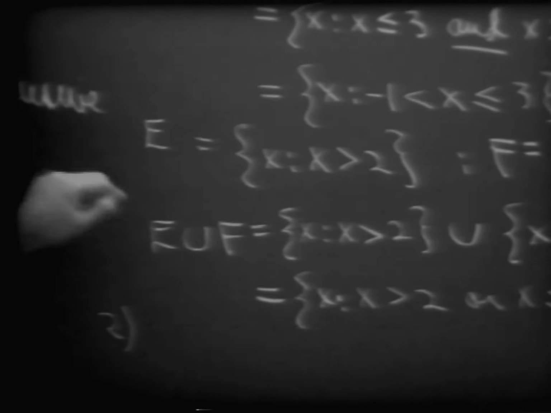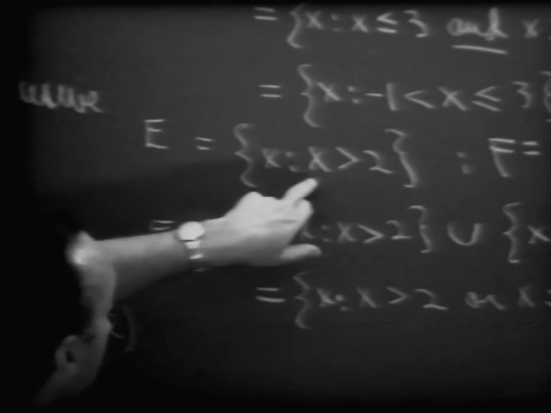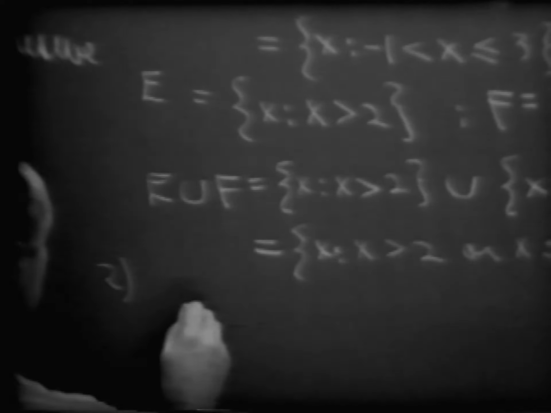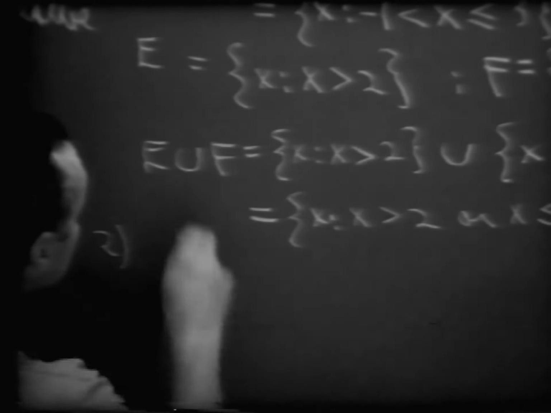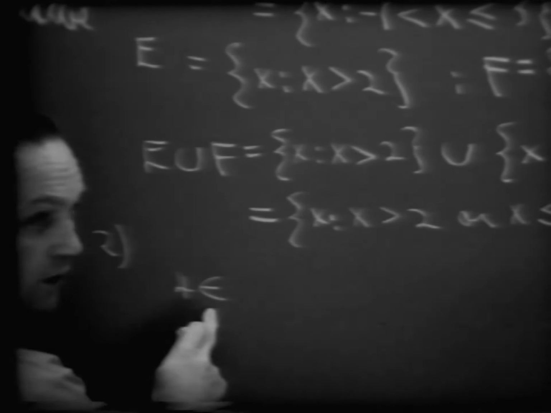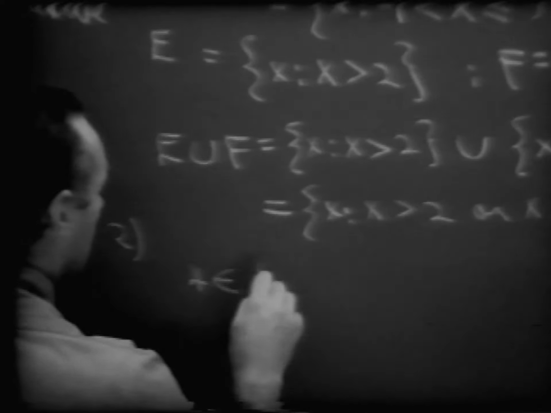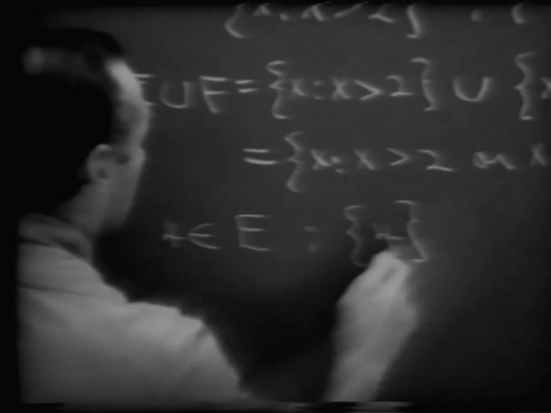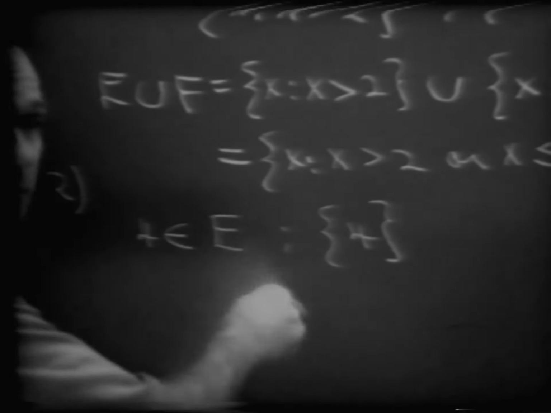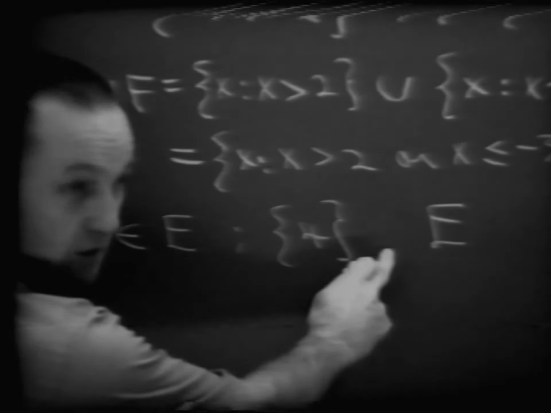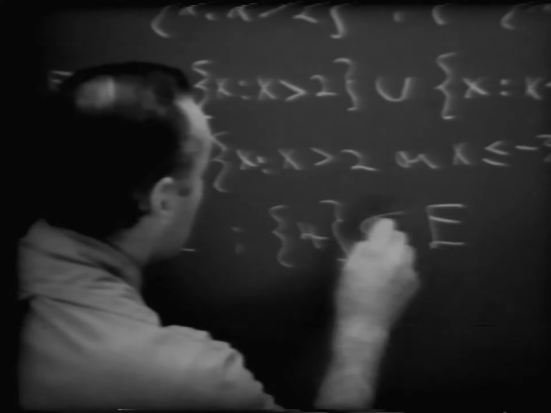I think there's one other idea that we should look at. For example, in the set E, we have the set of all x's such that x is greater than 2. Suppose I took the element 4. Does 4 belong to the set E? The symbol that you and I have been using is this little belongs to symbol, in which 4 belongs to the set E. Now, if I put brackets around the element 4, which is now the set consisting of the number 4, and here is the set E, what symbol must we use here? And Mary Lou says the subset symbol.